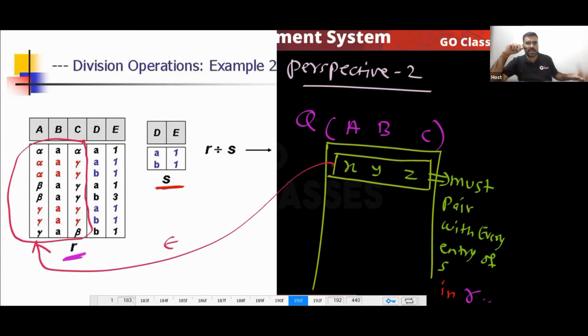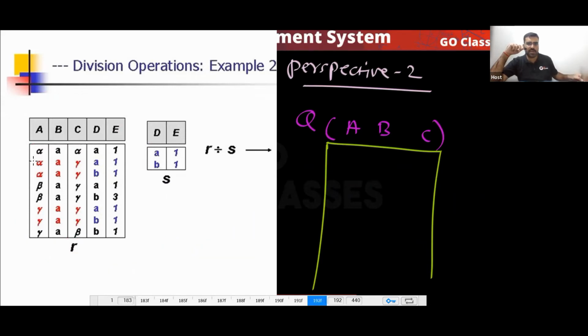So tell me, this alpha A alpha, does it pair with everyone here in this R? Yes, it is pairing with this, but it is not pairing with that. Yes or no? It is pairing with A1, but it is not pairing with B1. So I can say this is definitely not correct. So this alpha A alpha, you will not put.